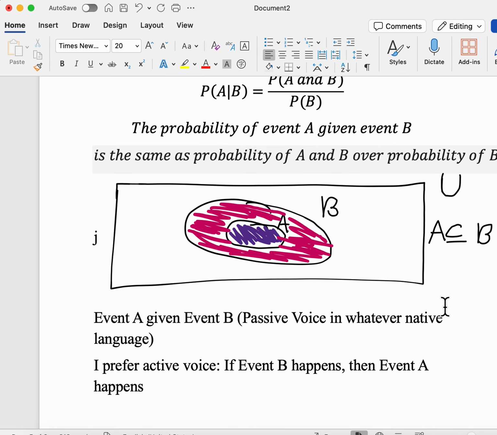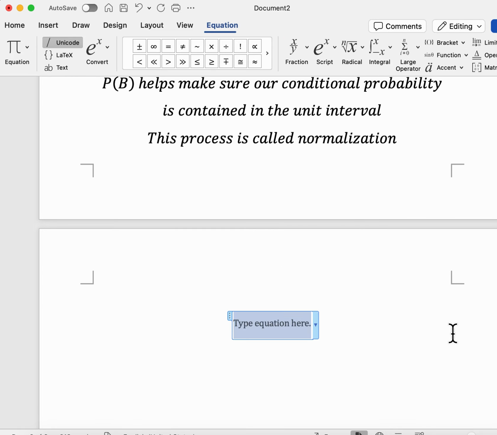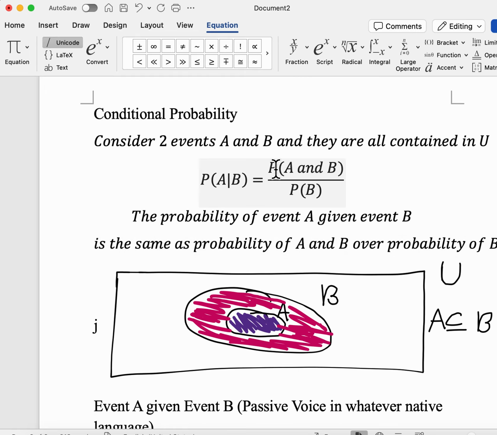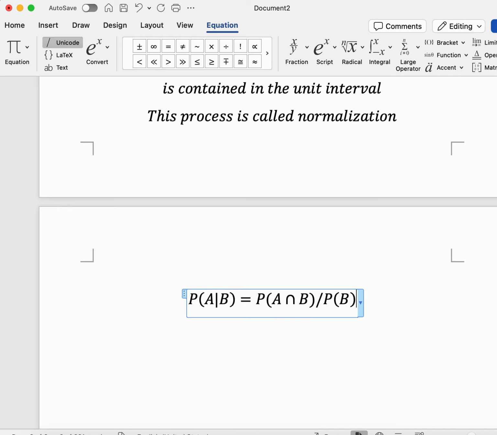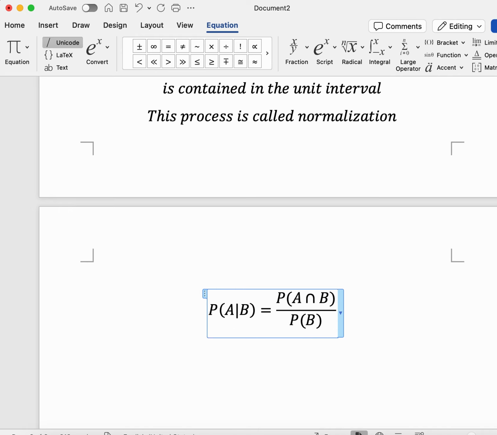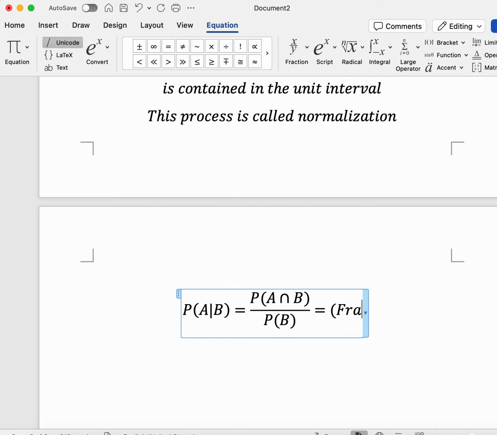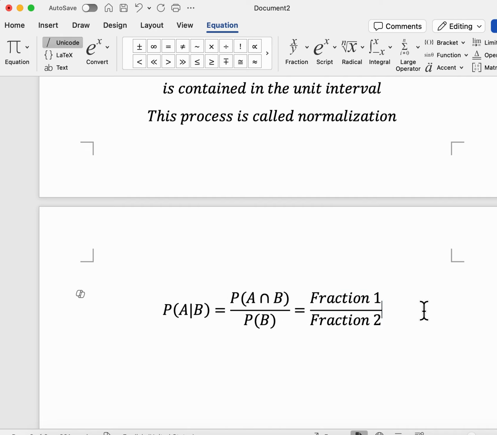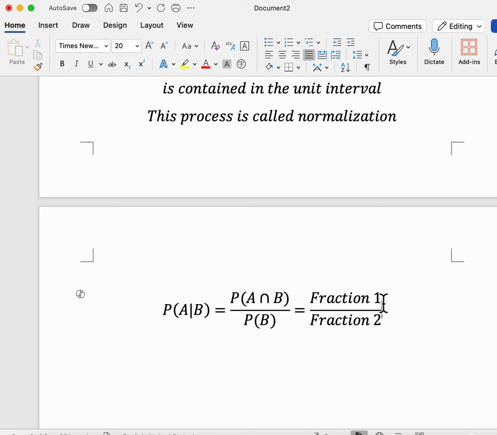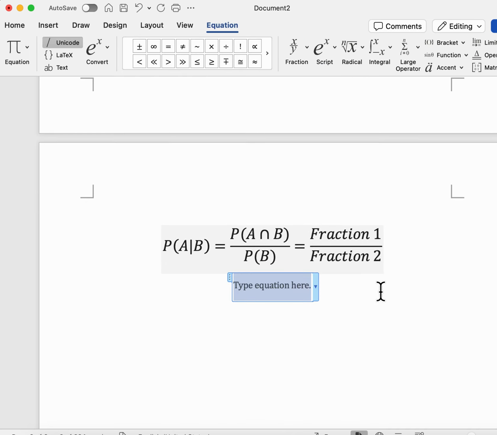Okay, so at the end of the day, a conditional probability is simply a fraction over another fraction. So when doing P of A given B, then P of A, I'm going to write intersection notation now, over P of B. This is going to be fraction 1 over fraction 2. So when you're doing conditional probabilities, if you're not dividing a fraction by a fraction, you're doing something wrong, unfortunately.